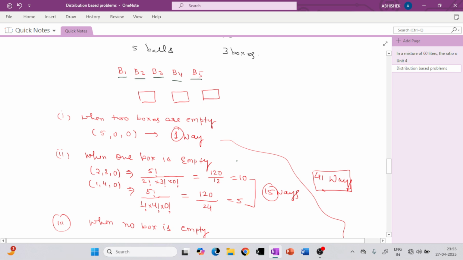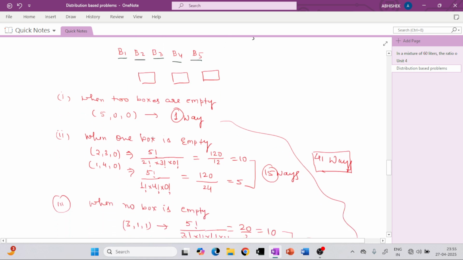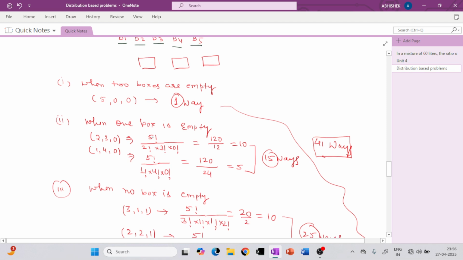When two boxes are empty, the distribution is 500. But remember one thing, in this case boxes are similar. So the arrangement of similar boxes will remain only one way. Because if three boxes are to be arranged here and boxes are similar, the arrangement of similar things can be done only in one way. So 500 can be arranged only in one way.